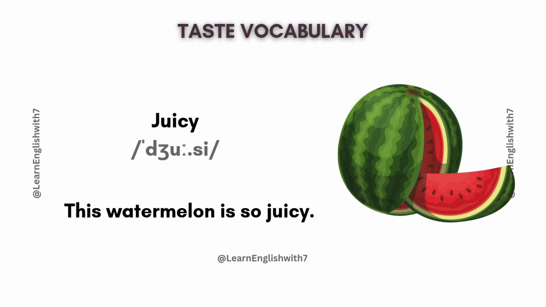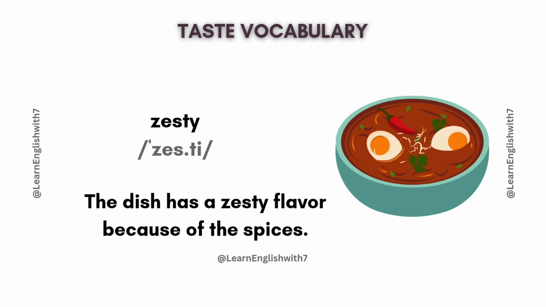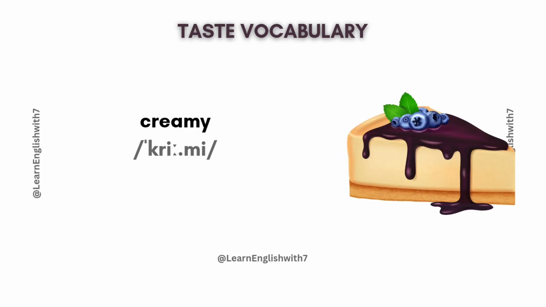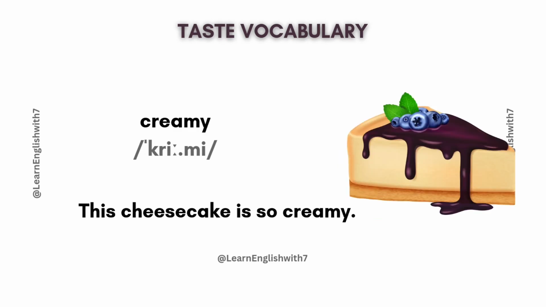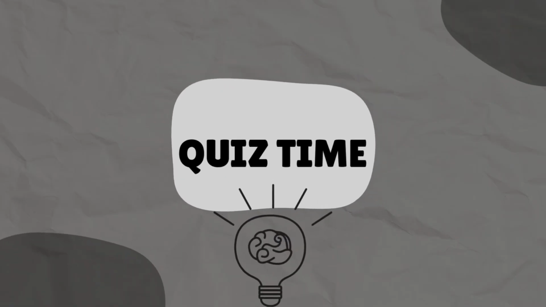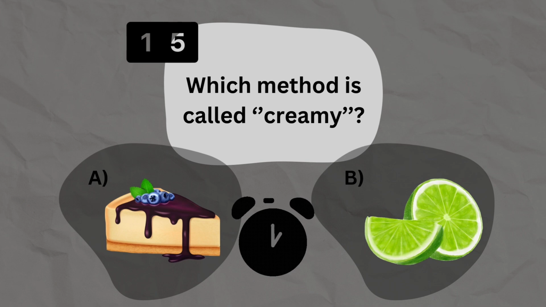Juicy. This watermelon is so juicy. Zesty. The dish has a zesty flavor because of the spices. Tangy. The lime is so tangy. Creamy. This cheesecake is so creamy. Savory. I prefer savory snacks. Quiz time question 15. Which method is called creamy?